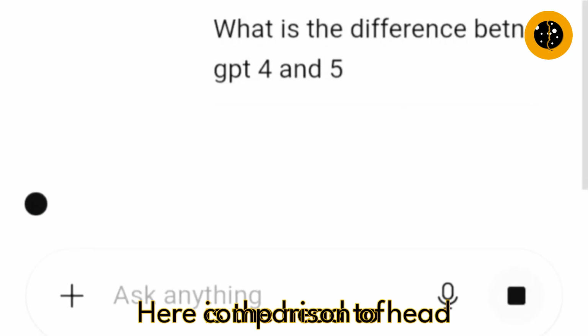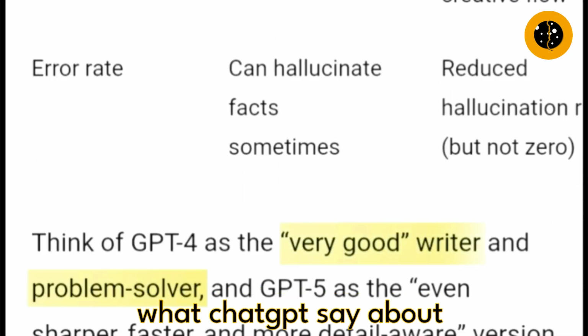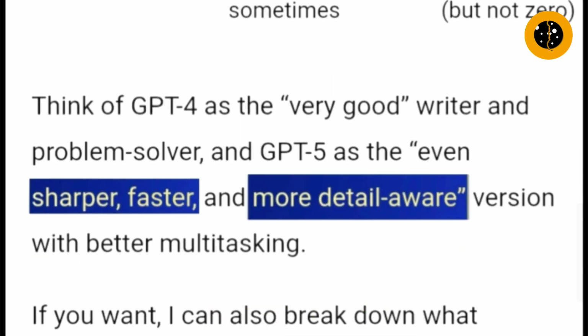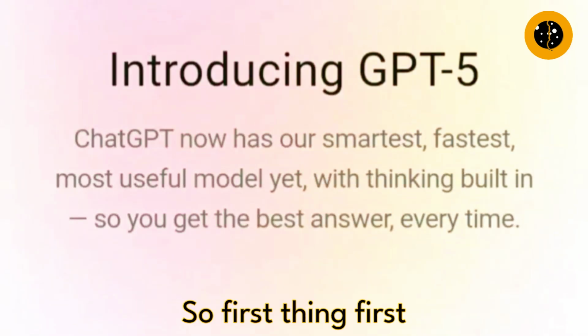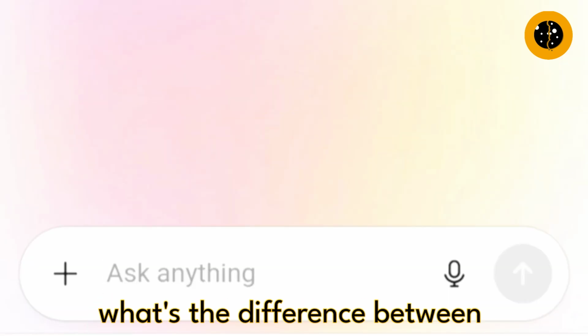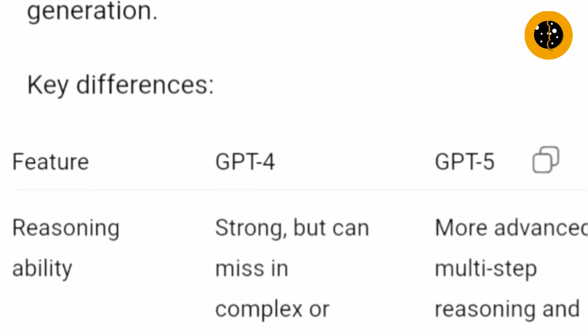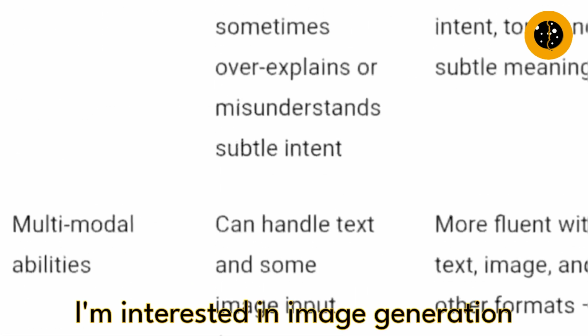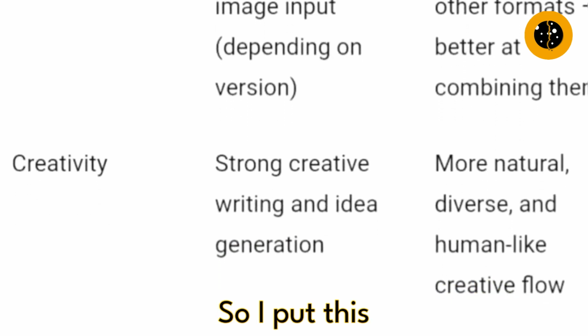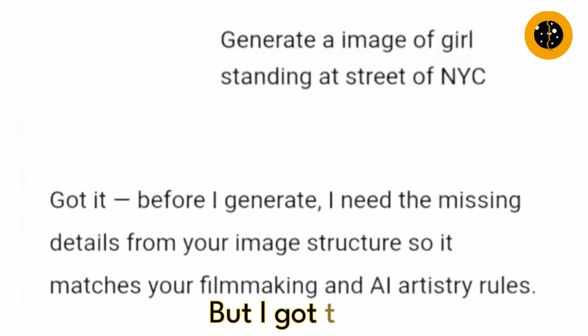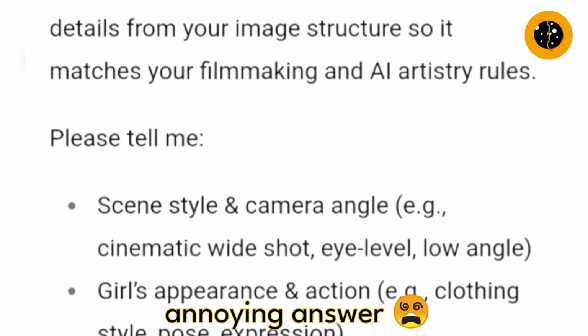Here is the head-to-head comparison of what ChatGPT said about ChatGPT 4 versus 5 and what I got. So first things first, I simply asked it what's the difference between these two. Then I got these features. But as a creator, I'm interested in image generation, so I put this. But I got this annoying answer instead of an image.